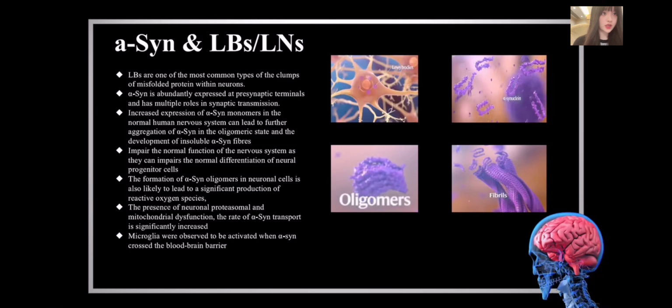In addition, in the presence of neuroproteasomal and mitochondrial dysfunction, the rate of alpha-synuclein transport is increased, which in part creates a vicious circle of pathology and accelerates the progression of Parkinson's disease. Moreover, microglia were observed to be active when alpha-synuclein crossed the blood-brain barrier. However, it has been found that although microglia can take up exogenous alpha-synuclein through GM1-dependent lipid raft-mediated endocytosis, they lack the ability to effectively degrade alpha-synuclein. This is also related to the impairment of the protease system caused by alpha-synuclein. This accelerates the progression of Parkinson's disease.